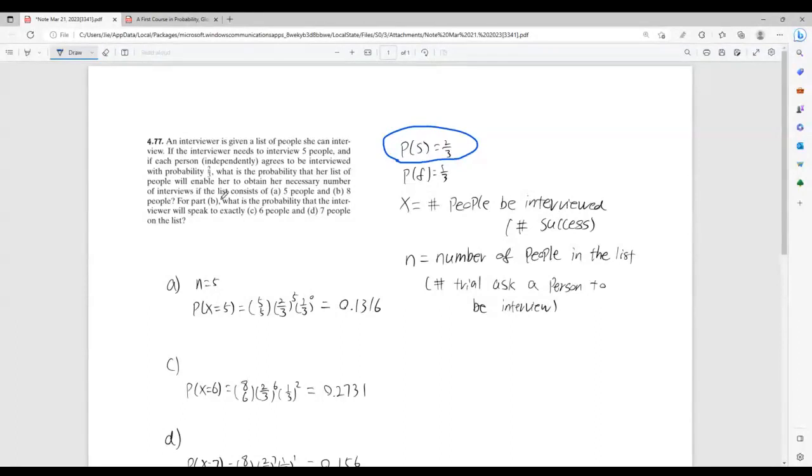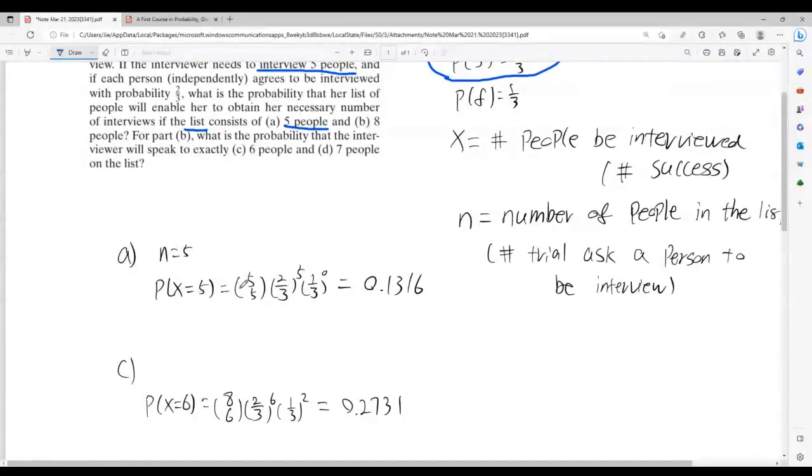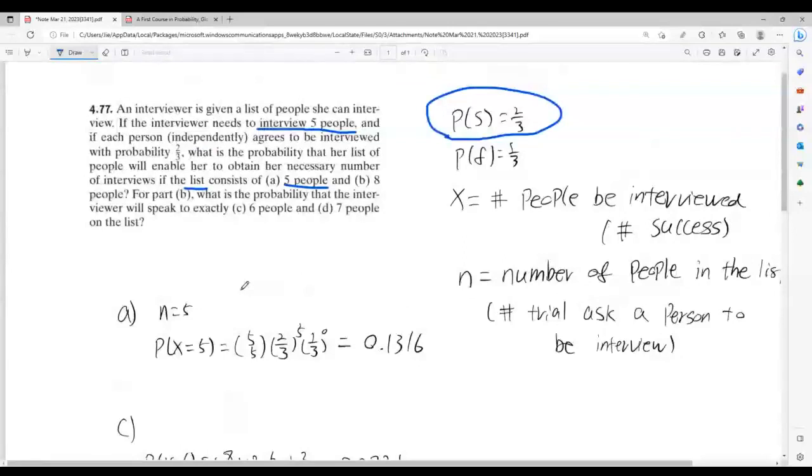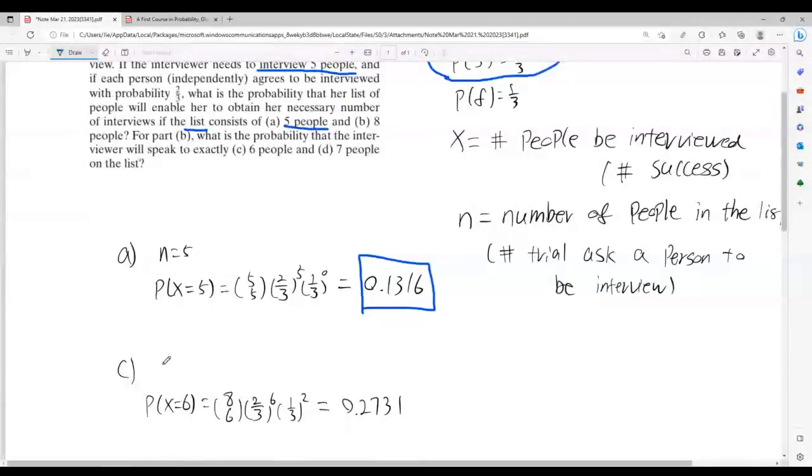For part A, we need to interview 5 people, so X is equal to 5. And then on the list, we have 5 people. So N equals 5, X equals 5, which uses the binomial distribution. That's the answer for part A. And for part B, we have 8 people on the list. So instead of N equal to 5, we have N equal to 8 this time.